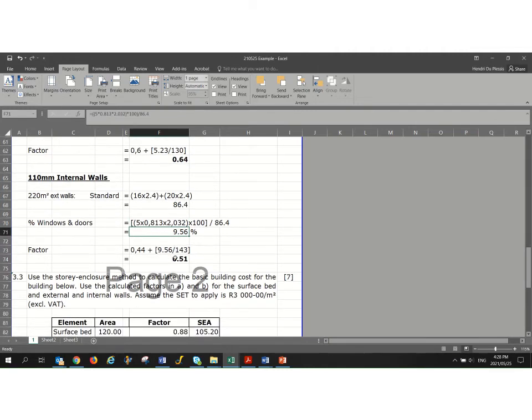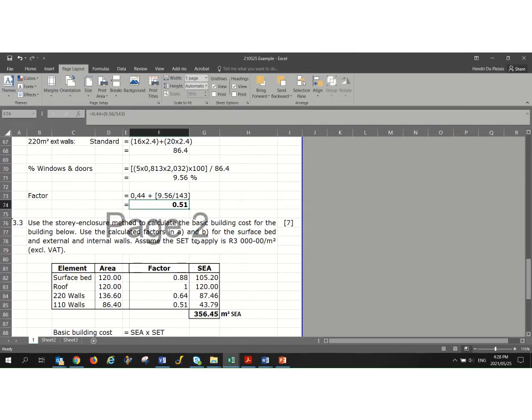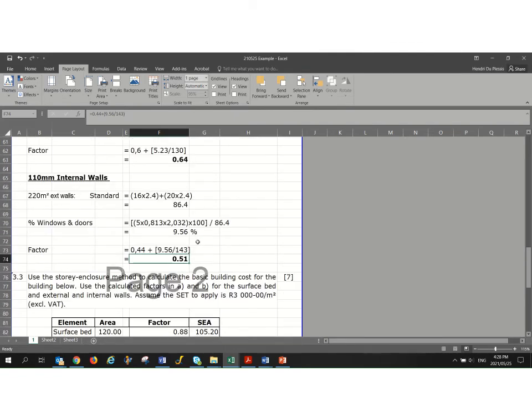And then that is put into our formula, which is 0.44 plus 9.56 divided by 143, which gives us a factor of 0.51. So this one, the interior doors, is still fairly close to the 0.5. Okay, so those are the two factors for our internal and external walls.